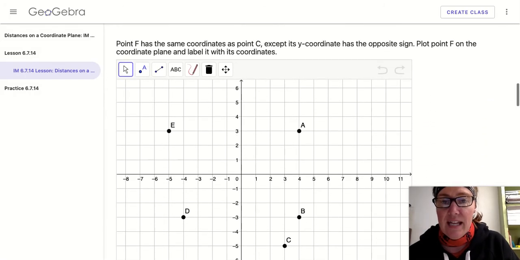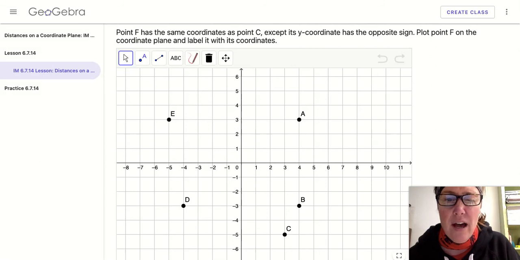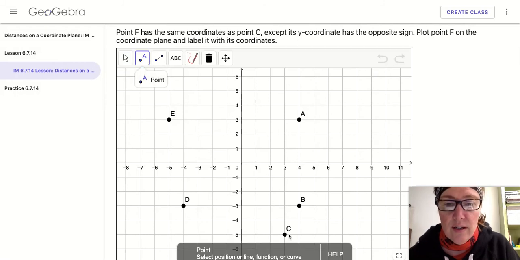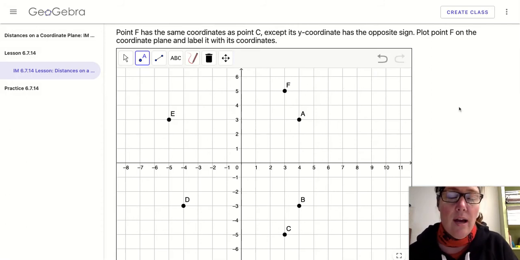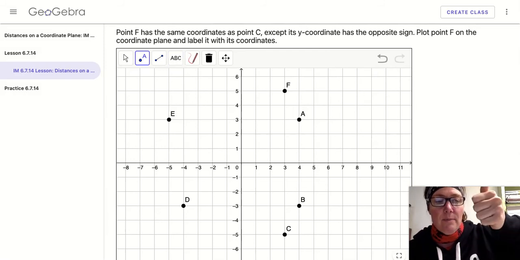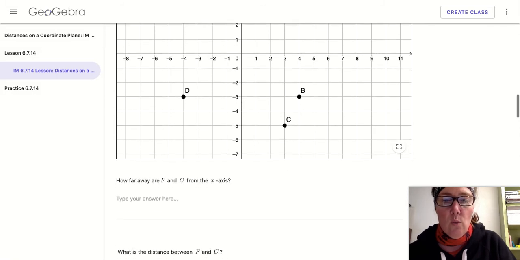Let's see. Point F has the same coordinates as point C. All right, here's C. Except its y coordinate has the opposite sign, so we get to plot F. So this one is over 3, down negative 5. So if I have to find the opposite y coordinate, the opposite of negative 5, I need to go up 5. Boom. And label its coordinates. I'm not going to do that because of time, but you obviously know you can go to the alphabet tool, plop them in, right? And we'd be over a positive 3, up a positive 5. And you'll notice they exist on the same vertical line because they still share the x coordinate. We only changed the y.